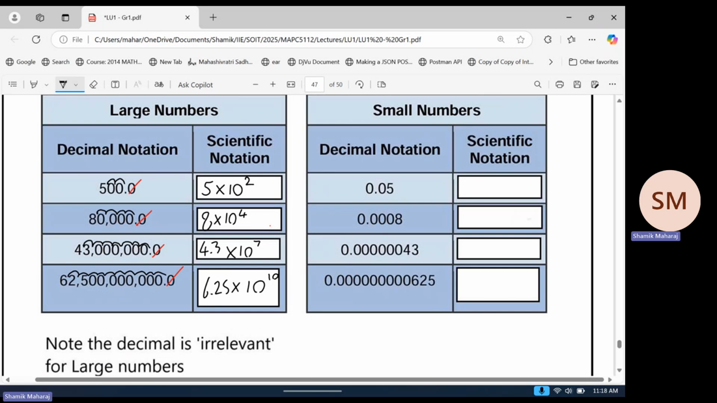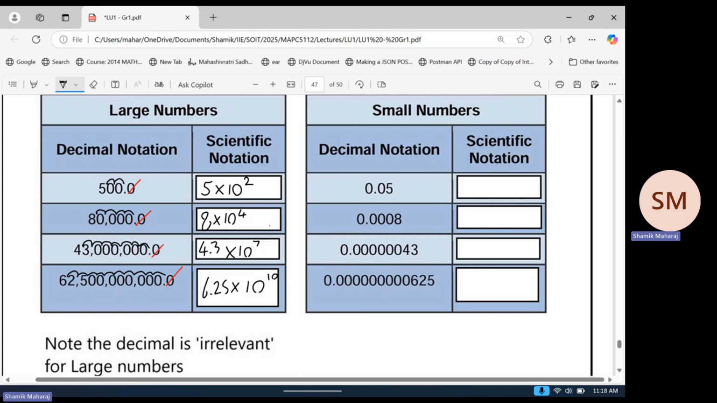Let's do the small numbers. Small numbers are a similar thing, except now we have negative exponents and we count backwards. So here, similar thing, 5 times 10 to the power. From the decimal to the front, we go 1, 2. So 10 to the minus 2. Same idea. Let me do another one. 8 times 10 to the power 1, 2, 3, 4, minus 4.